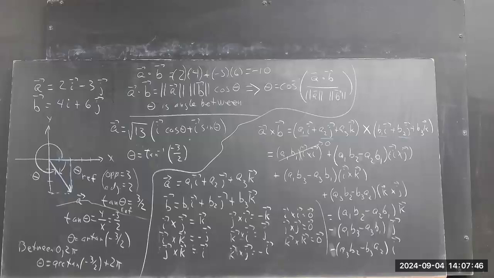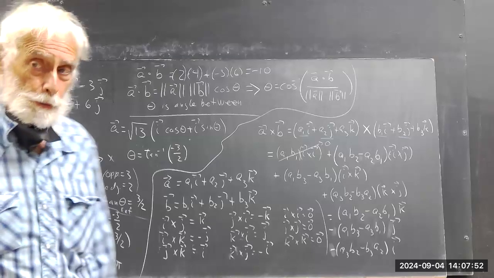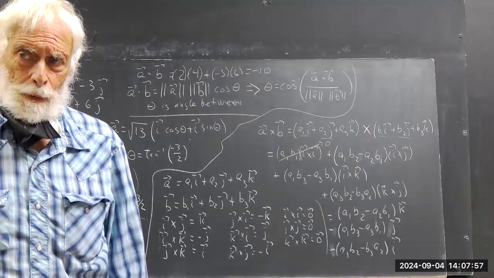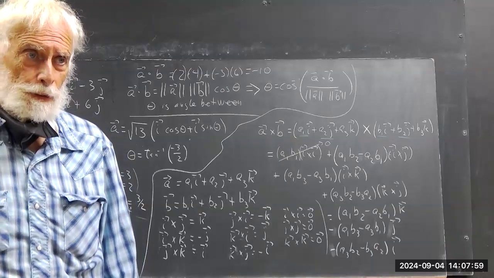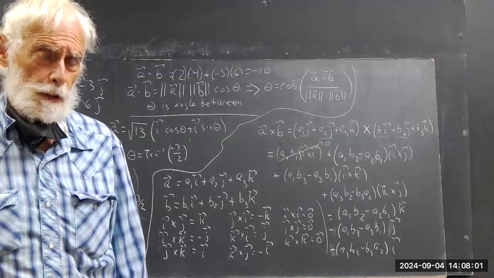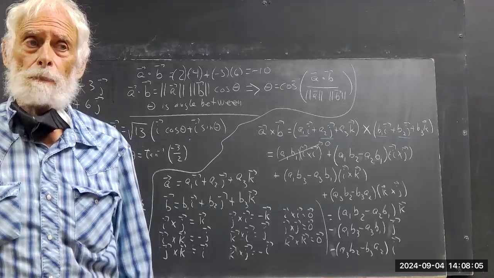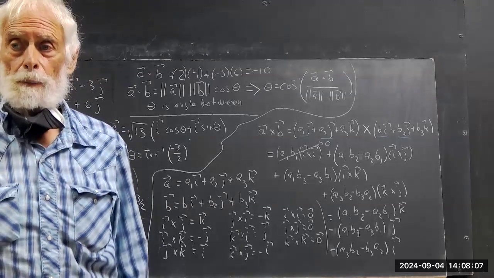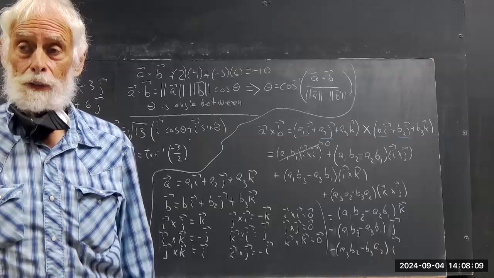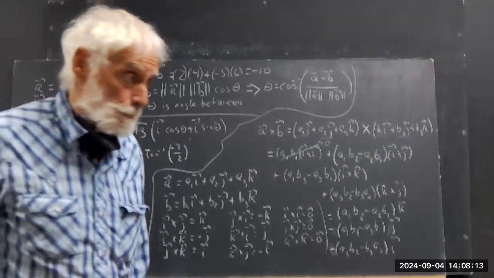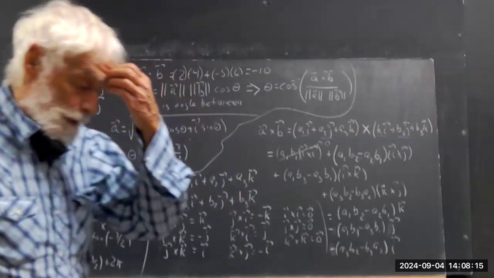an answer like 56 point so many degrees, but the person didn't say degrees, said 56.4, whatever it was. Well, then that answer was 56.4 radians, because if you don't specify the measure of the angle, you are talking about radians. That's the default measure of angle in mathematics, and in physics.